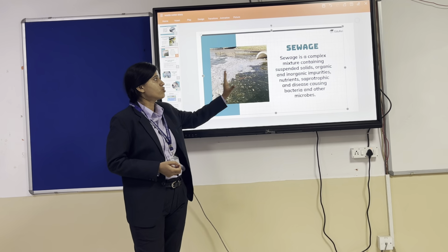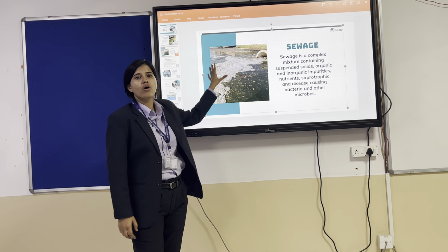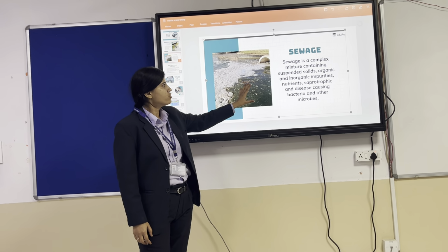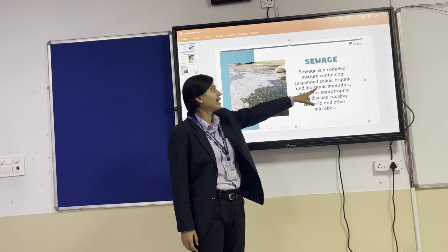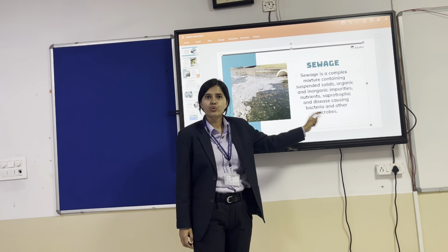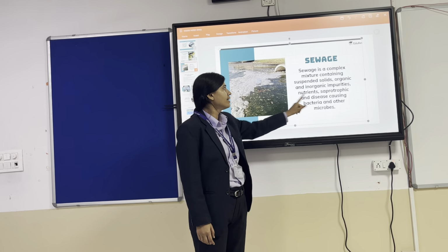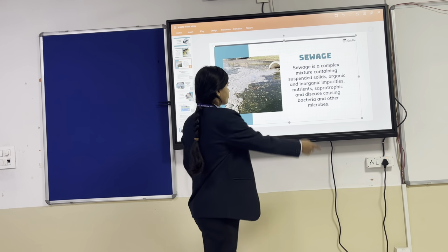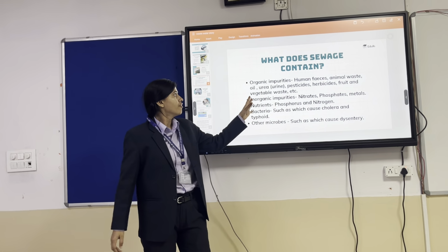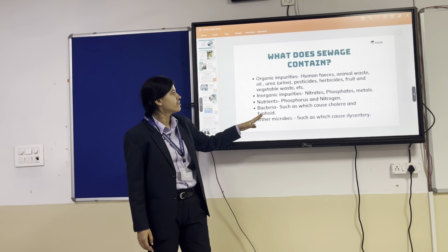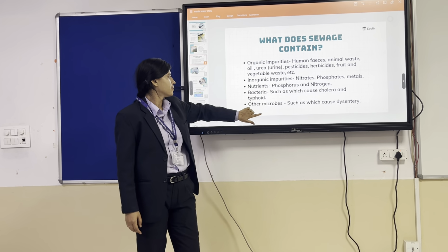So all this water should be treated, but firstly we call all this mixture of water sewage. Sewage has solids, organic and inorganic impurities, nutrients, saprophytic organisms and diseases also. Okay? Next. This is all that the sewage contains. You can read it.